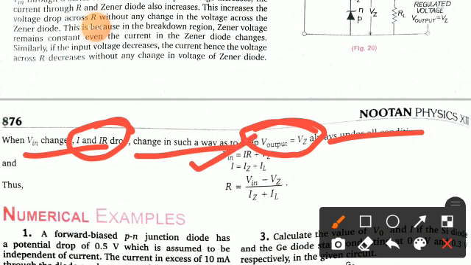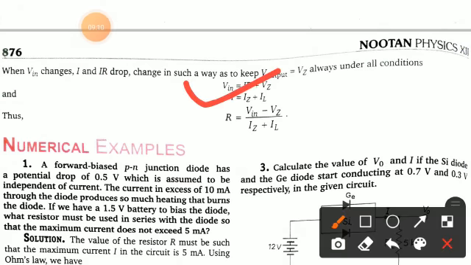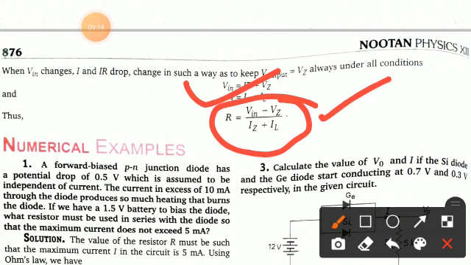So we can write V input equals the product of current and resistance plus the Zener voltage. With the help of this equation we can find out Iz plus IL, or you can find out the Zener resistance. Clear?